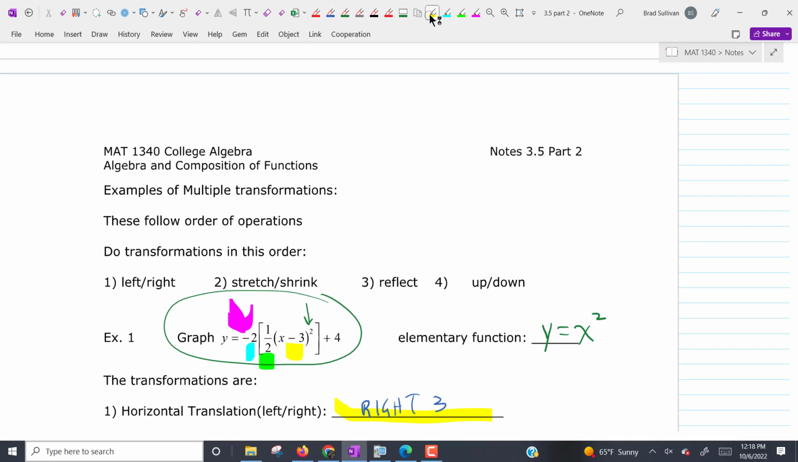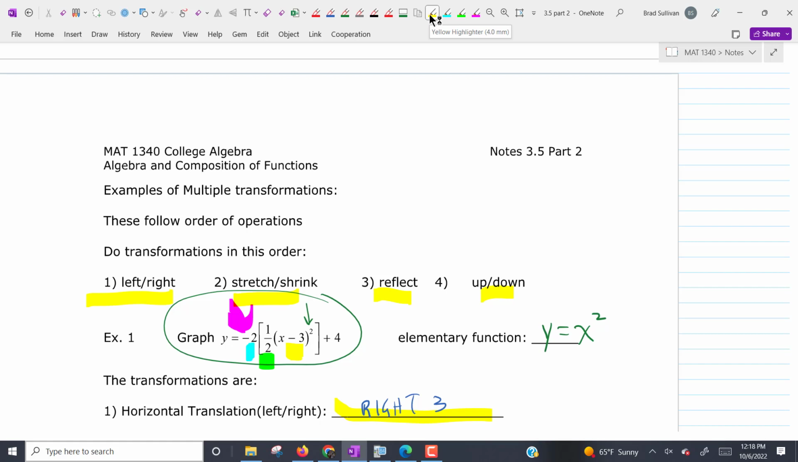This is real important. You always start by doing left, right first. Then you do your stretch, shrink kind of together. Then you do your reflections. Then you do your up and down. There's kind of an order of operations to that. And the reason you're doing this is it's order of operations. Left, right is inside parentheses. When you do arithmetic, you always start inside of parentheses. And then the last thing you do in order of operations is add.